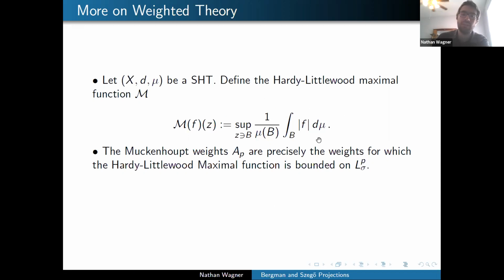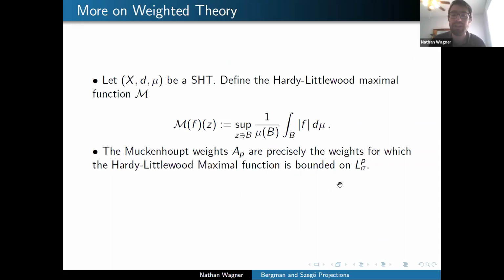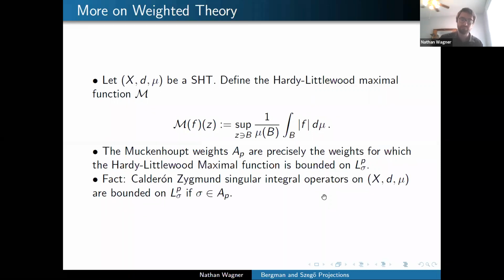And it turns out that the Muckenhoupt weights, let me go back to this slide. So these weights are precisely the weights for which the Hardy-Littlewood maximal function is bounded on weighted L^p. And the maximal function is very important in harmonic analysis. And it's also a fact, which is important for us, that Calderón-Zygmund singular integral operators are bounded on L^p(sigma) if sigma is in this A_p class.